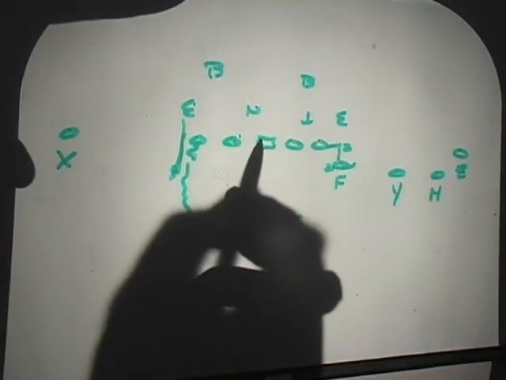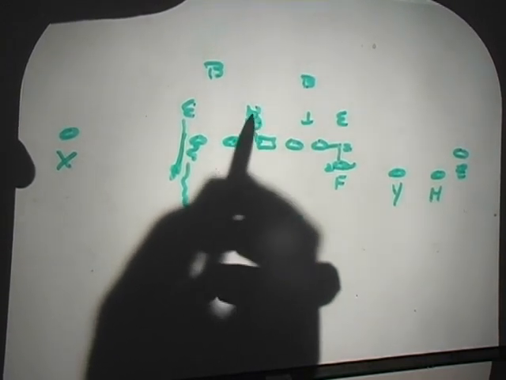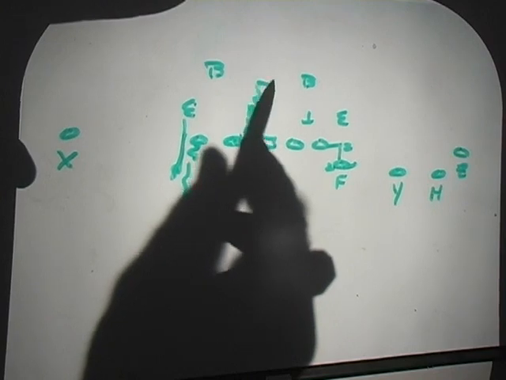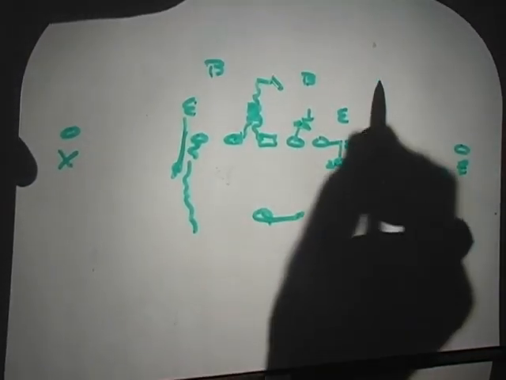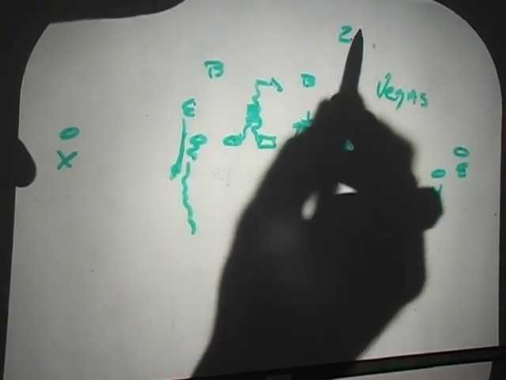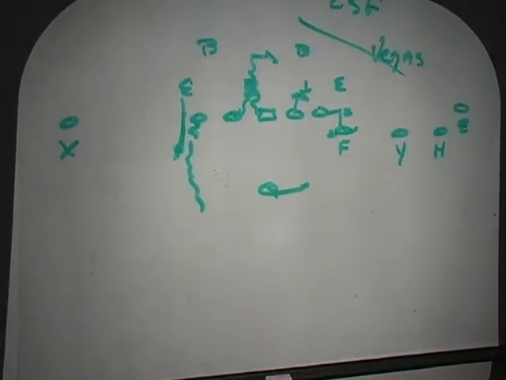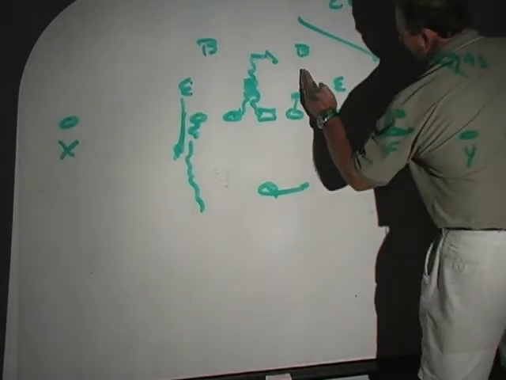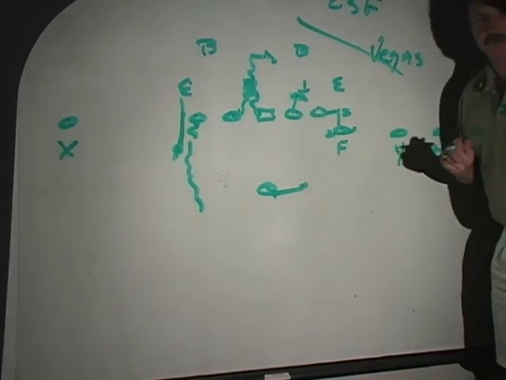They combo block, using their combo block technique to the backside linebacker. He base cuts off, but now he hears the word Vegas, and this is 23F Vegas. He hears the word Vegas. So what it tells him to do is don't base cut off the guy on a half a man and let the guy penetrate the gap and give us all of these problems.